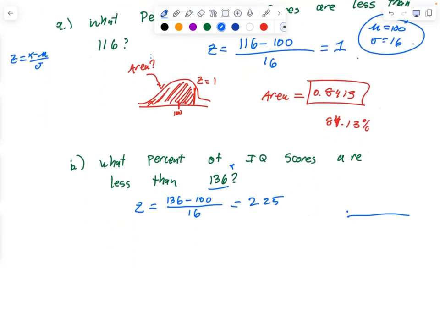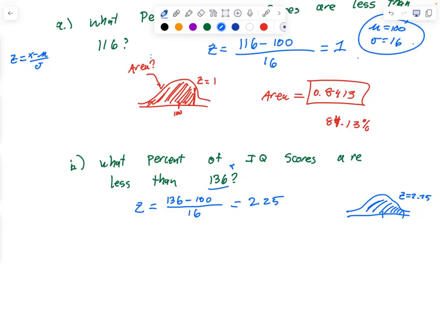Here's a quick, easy one. What percent is above 136? This is a quick follow-up. I don't even have to look at the table because I already got all my answer. I can skip the first step. Step 1 is done. Step 2 is pretty much done as well.